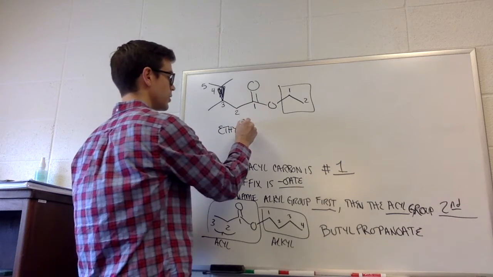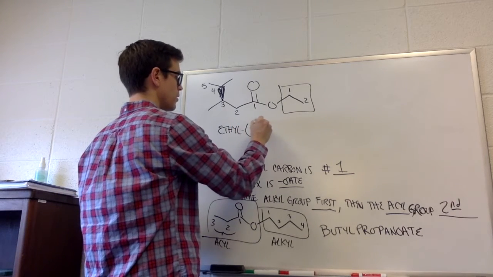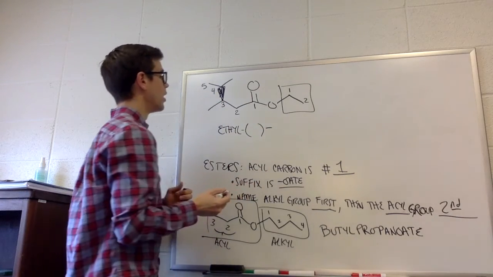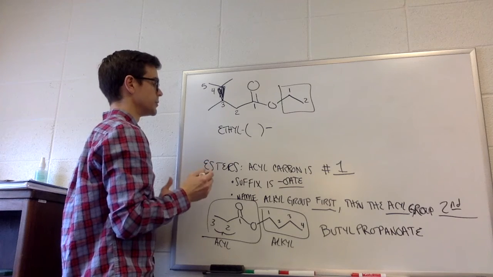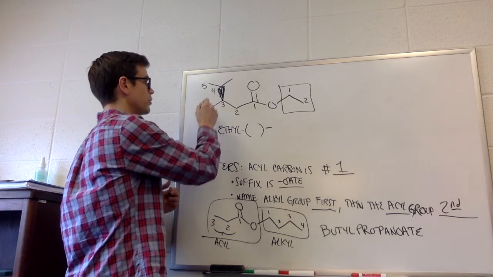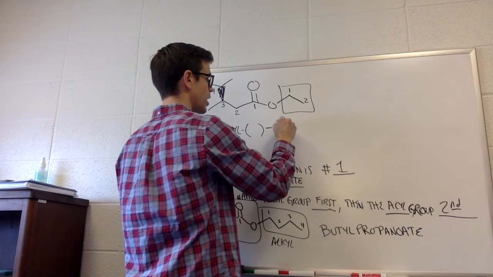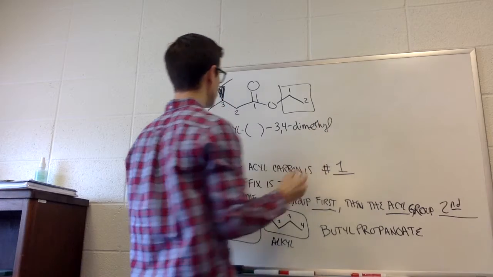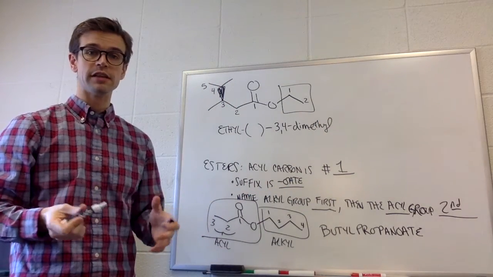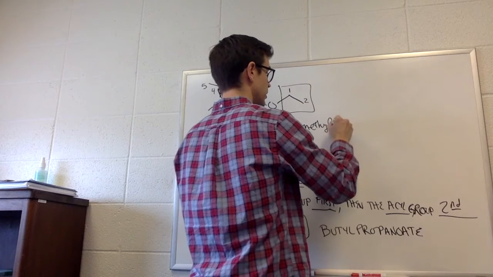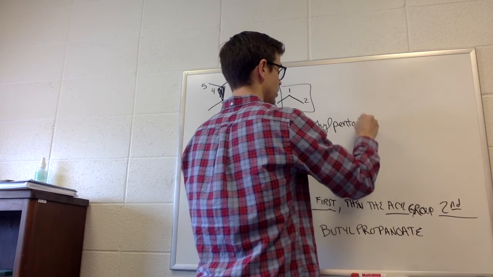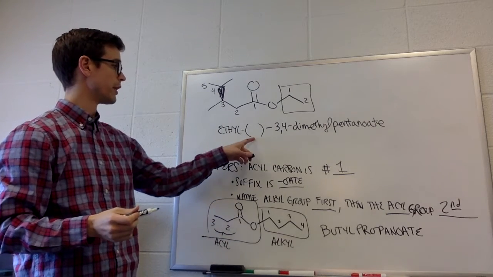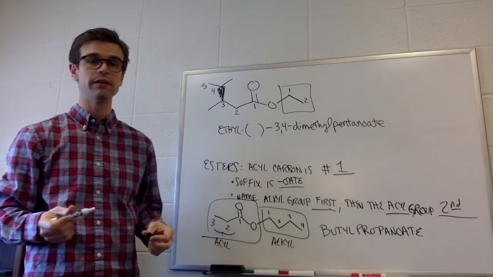And I'm first going to put a parenthesis in here for our stereochemistry, because we're ultimately going to want to put our stereochemistry in there. But we also need to put our substituents on there. So we have a 3-methyl, 4-methyl. So that would be 3,4-dimethyl. And then this is pentanoate. So ethyl blank 3,4-dimethyl pentanoate.